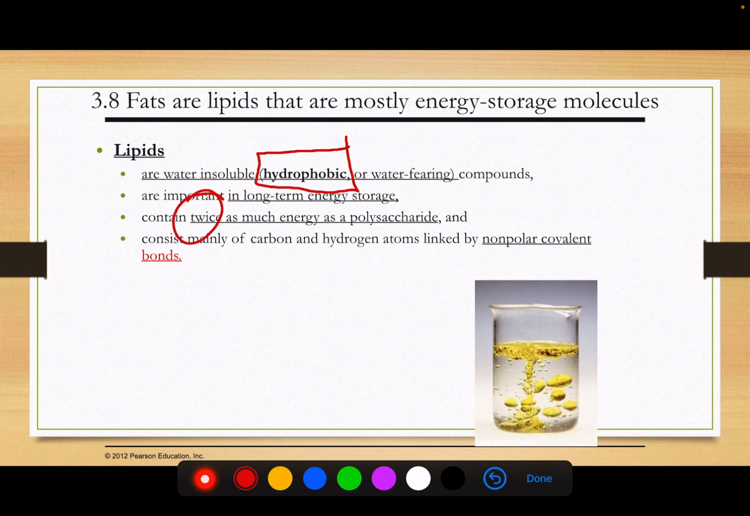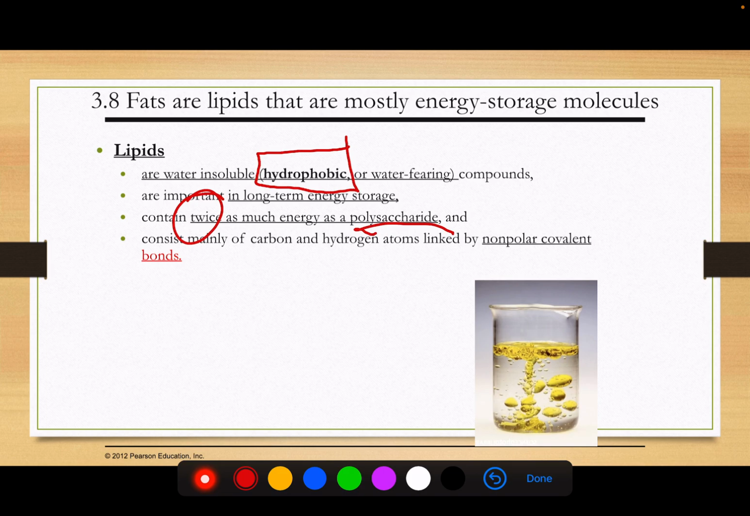They contain twice as much energy as a polysaccharide versus glycogen. So our body gets a lot more bang for its buck as a lipid than a sugar.